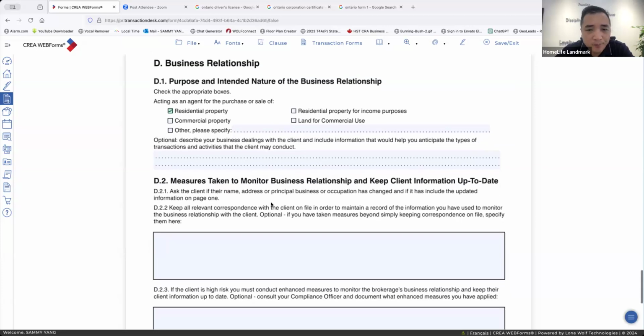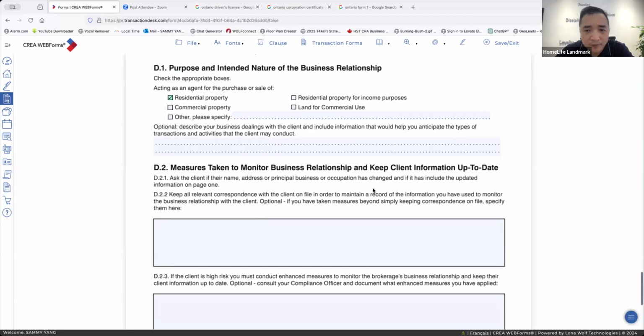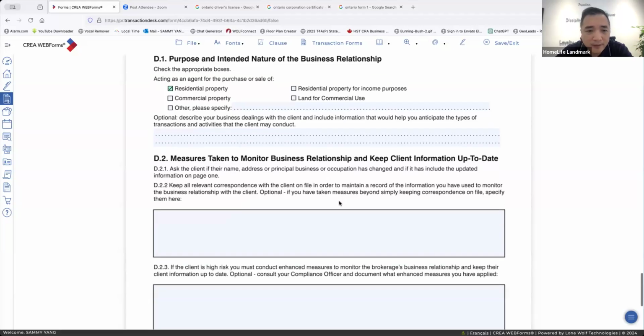And D2 is, in the past 4 years, I believe it's 4 years, has the client ever done business with our brokerage in the past 4 years? If yes, is there any information change? We need to keep it up to date, like their name, address, and whether their principal business occupation has changed or not.